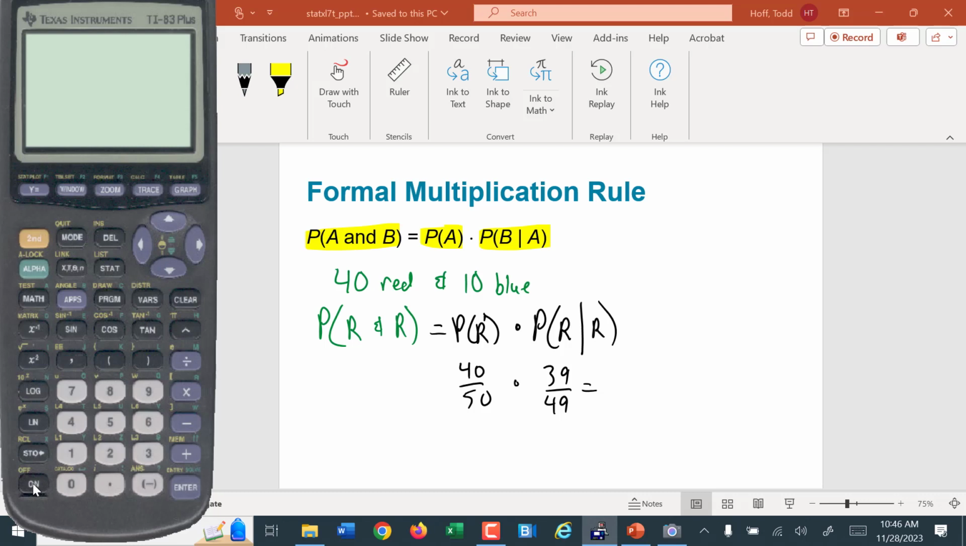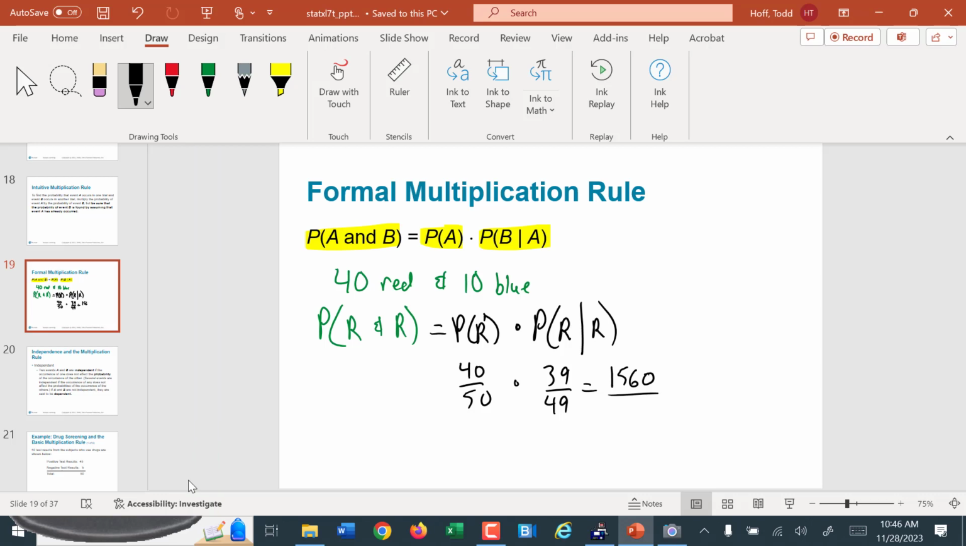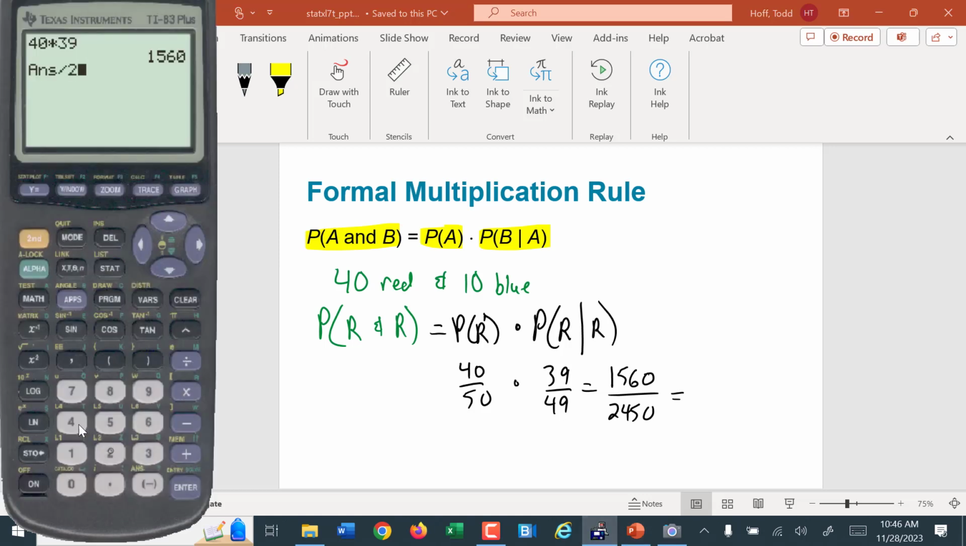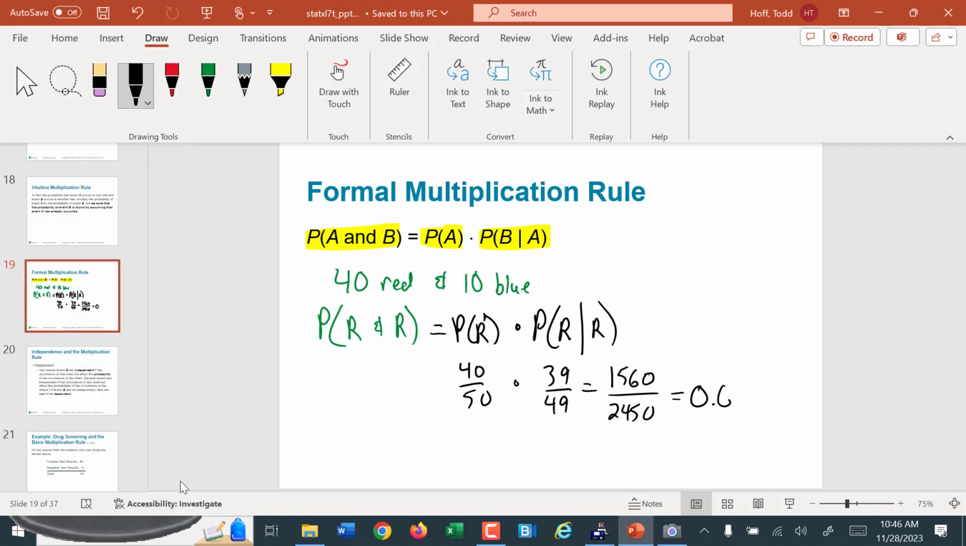On top, we have 40 times 39, giving us 1,560. On bottom, we got 50 times 49, giving us 2,450. We divide that out to get 0.637 is that probability. So that's what this notation meant here of given that the red already occurred, that means there's only 39 red marbles left out of 49 total.